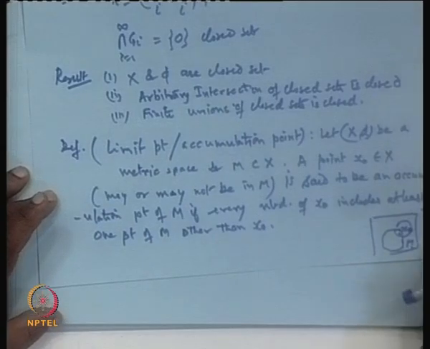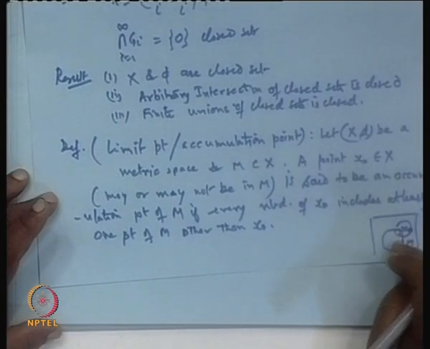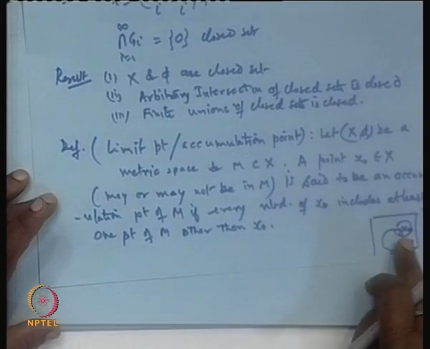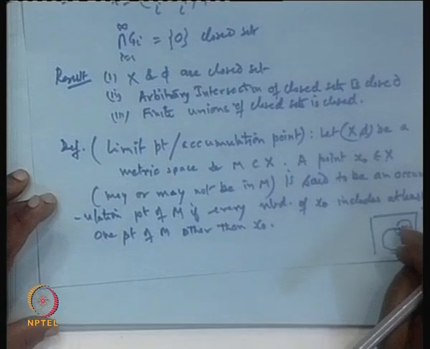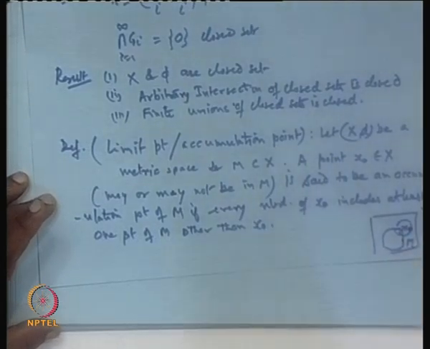Sometimes, even if that point is not available, it is a boundary point. In fact, the boundary point has the property that if I draw a ball around the point x naught, it will include both points of M as well as points outside of M. Then that point is called a boundary point of M. Now, another important concept is the dense set.